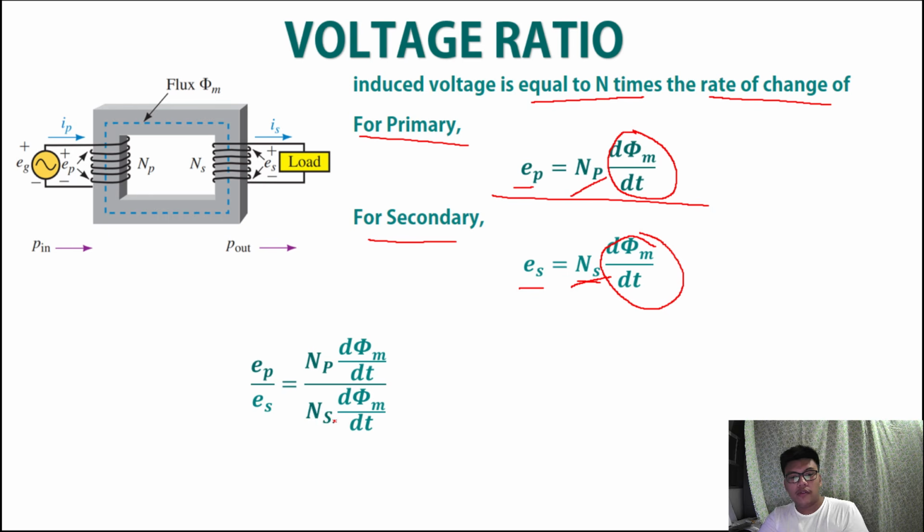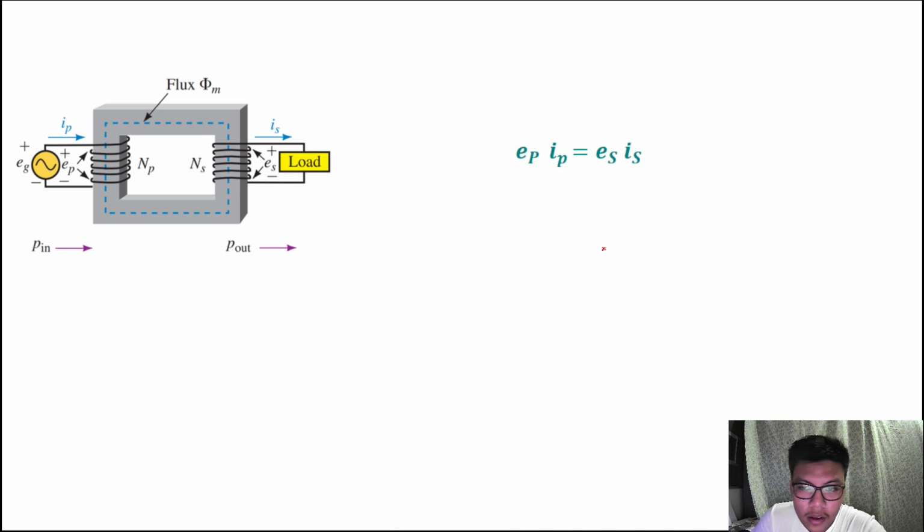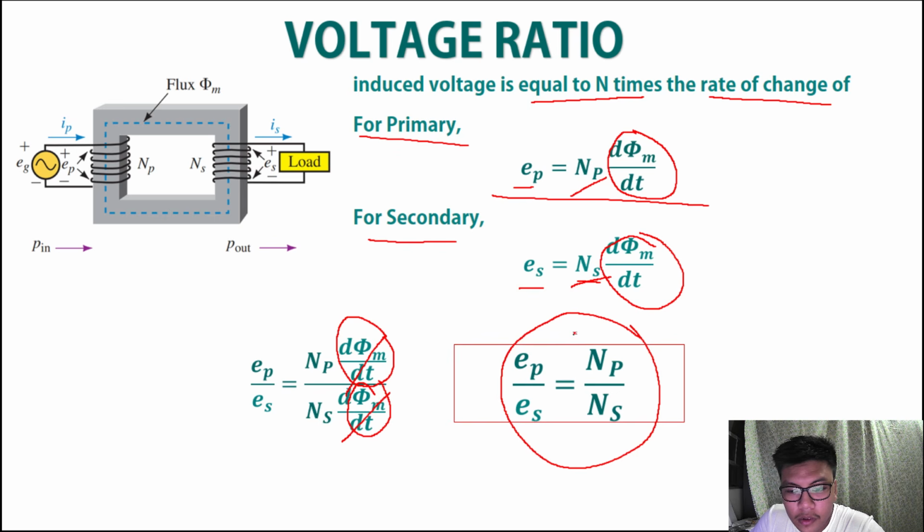Okay? Now if we're going to divide, we're going to get the ratio of EP and ES. So we have E sub P all over E sub S is equal to N sub P times the rate of change of flux all over N sub S times the rate of change of flux. So papansinin, same lang itong dalawa. Magka-cancel lang yan. So we obtain this voltage ratio, E sub P all over E sub S is equal to N sub P all over N sub S. So ito yung very famous nating ratio, no? Ito yung tinatawag nating voltage ratio or transformation ratio.